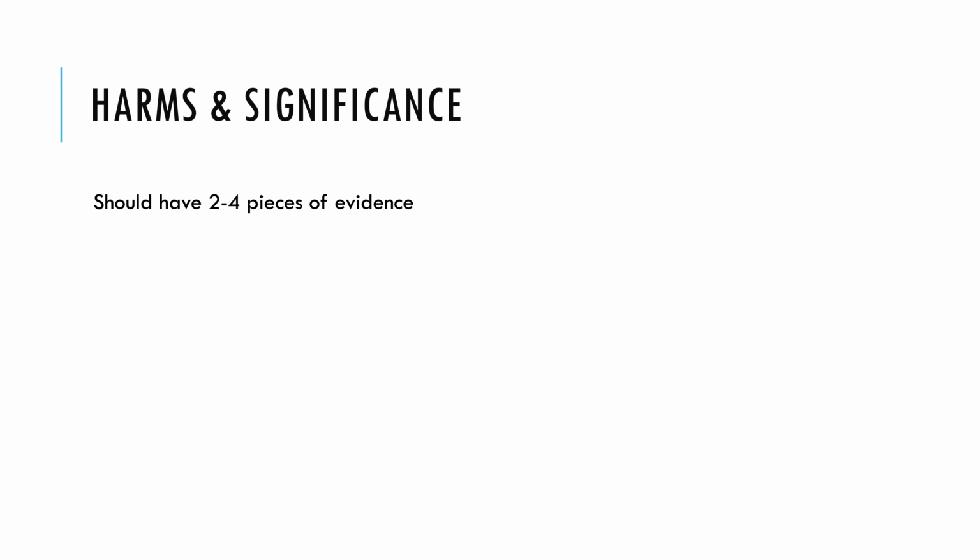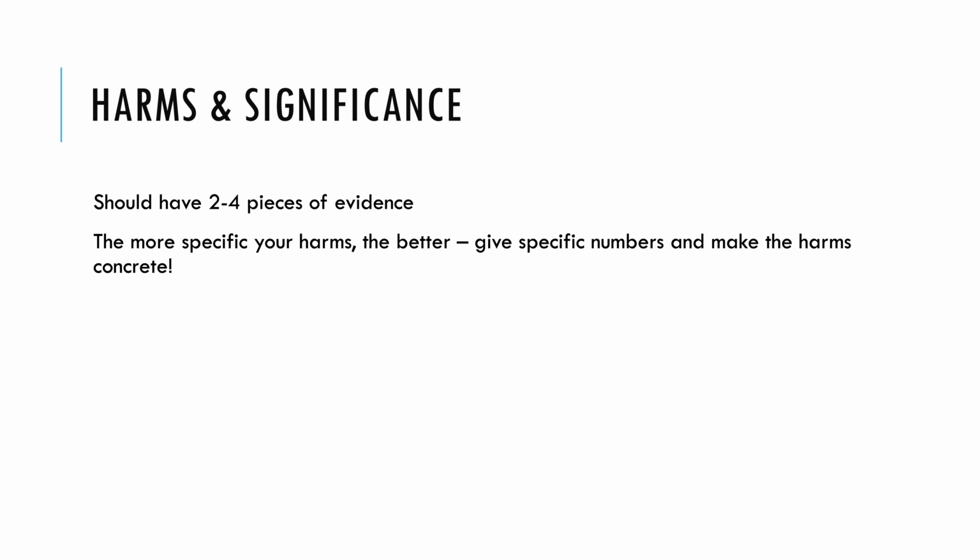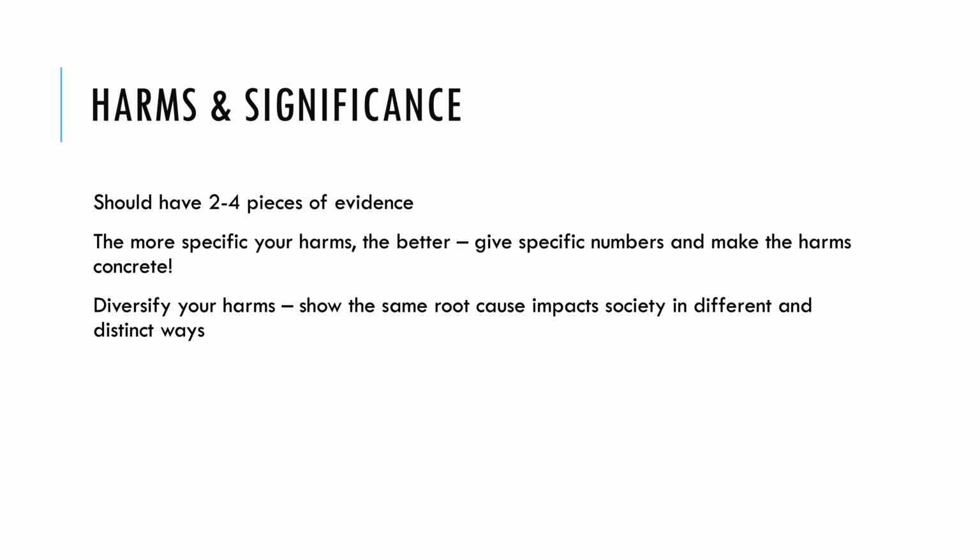Next is harms and significance. For harms and significance, you should have 2 to 4 pieces of evidence, and the more specific your harms, the better. Give specific numbers, make the harms concrete. All the principles for any speech event which is about establishing a problem, like original oratory or original advocacy, typically apply here, especially those for original advocacy. You want to persuade your judge that there's a serious problem, so you don't want it to be vague and nebulous.